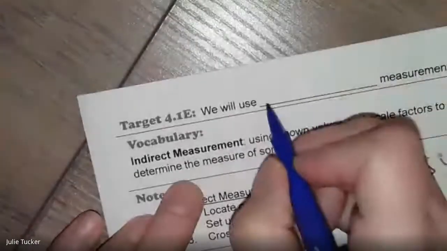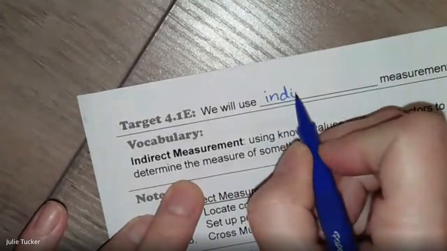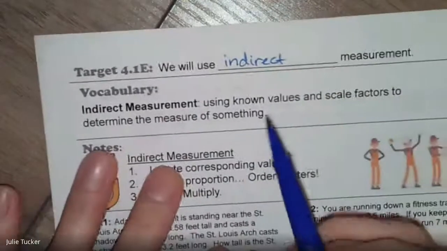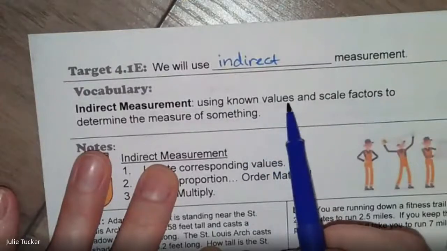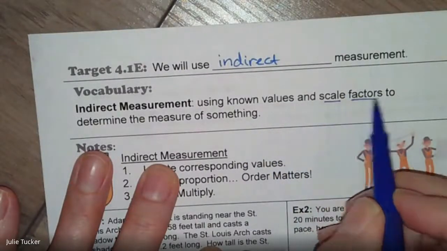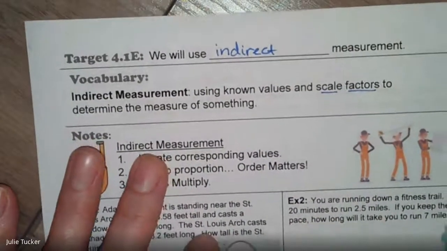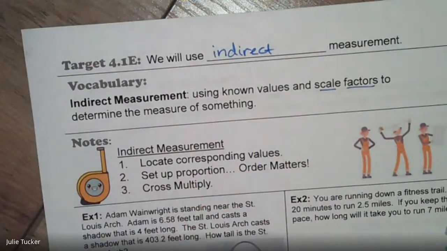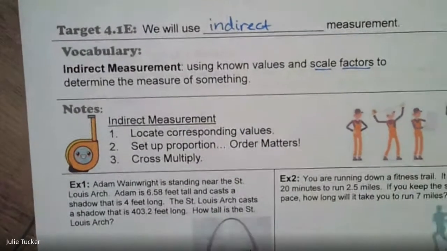All right, so this whole lesson is called indirect measurement. We will use indirect measurement. Indirect measurement uses known values and scale factors, that's something we've been writing, right? To determine the measure of something. So basically, we're going to use this whole proportion math with our cross products to help us do a problem like they would do in the real world.